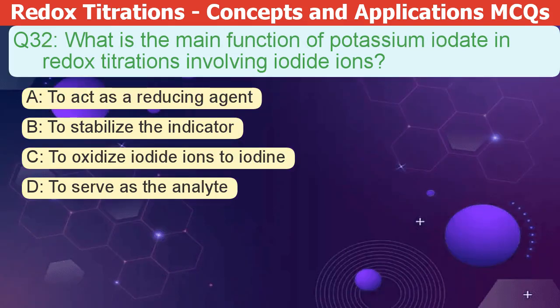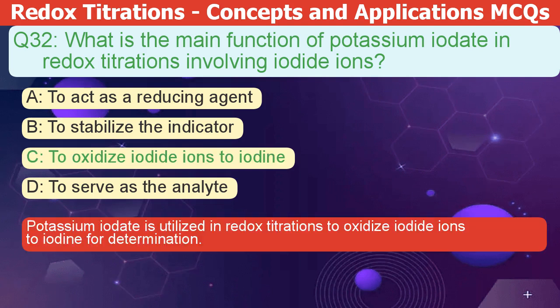What is the main function of potassium iodate in redox titrations involving iodide ions? A. To act as a reducing agent. B. To stabilize the indicator. C. To oxidize iodide ions to iodine. D. To serve as the analyte. The correct answer is C. Potassium iodate is utilized in redox titrations to oxidize iodide ions to iodine for determination.